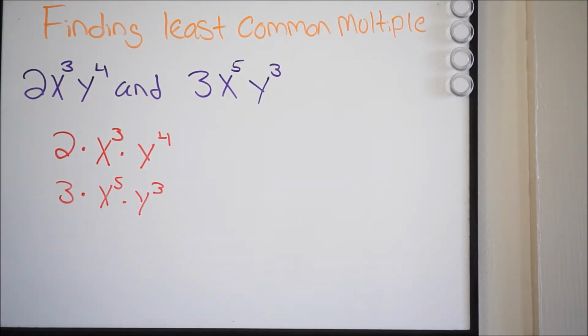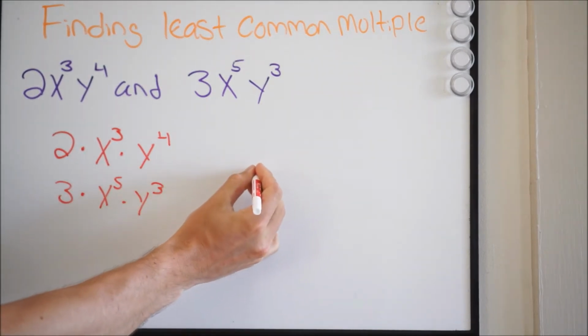So how you're going to want to do this is you're first going to want to look at your coefficients. My coefficients here are 2 and 3. So what is going to be the least common multiple of 2 and 3? What is 2 going to do and what is 3 going to do? What will be the least common multiple there? Well, that's going to be 6. So for my coefficient, I'm going to write 6.